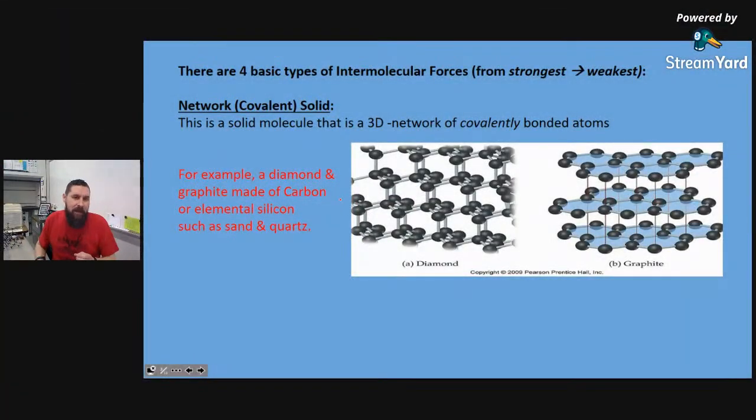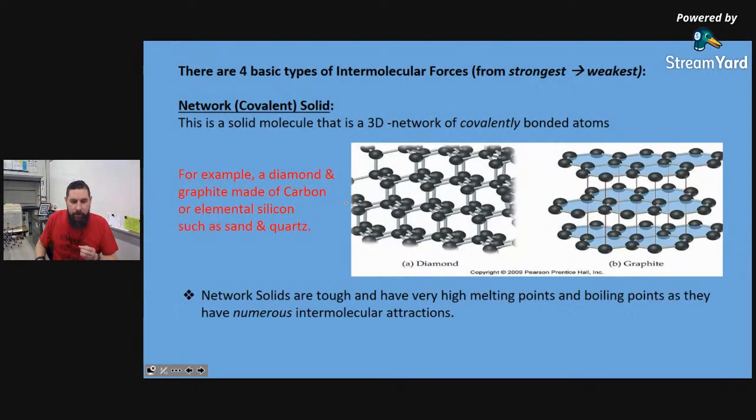So network covalent solid, that's your first type of IMF, and it is your strongest. Okay? So because it is a network, we've got a lot of intermolecular forces going on within that structure. And as a result, we typically find that network solids are going to have extremely high melting points. They're going to have extremely high boiling points.